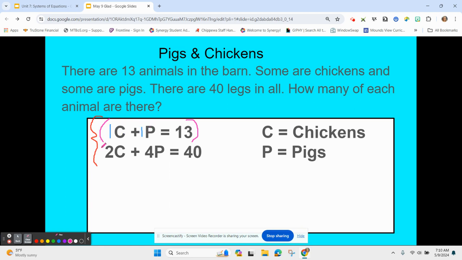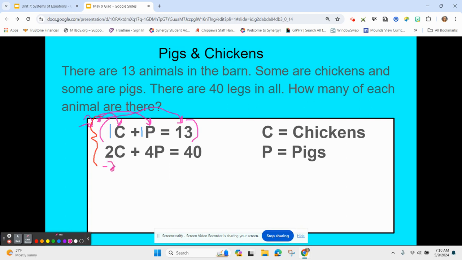I think I'm just going to make the number of chickens cancel because it's an easier number to multiply. So what I'm going to do is take all of these times a negative 2. So times a negative 2, times a negative 2, times a negative 2. It's like the distributive property. And I'm going to rewrite this equation right below.